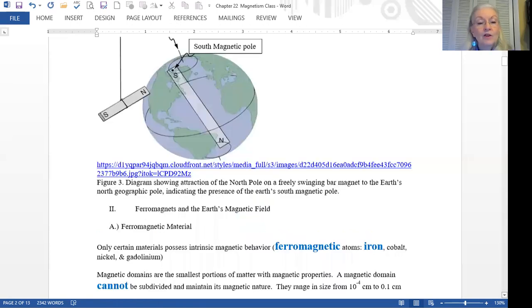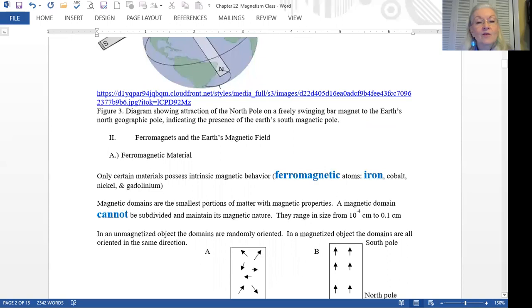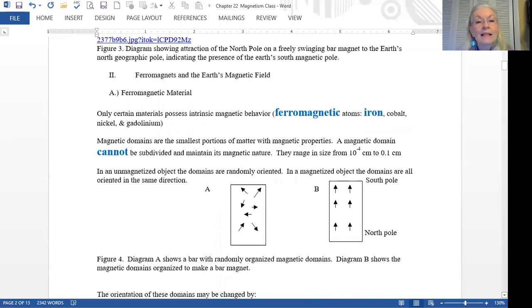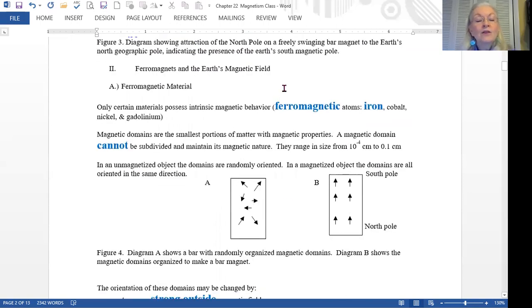So let's look at some things that are magnetic. There are some materials that are naturally magnetic. We refer to those as ferromagnetic materials. Some ferromagnetic atoms are iron, cobalt, nickel, and gadolinium. Those all have naturally magnetic properties associated with them.